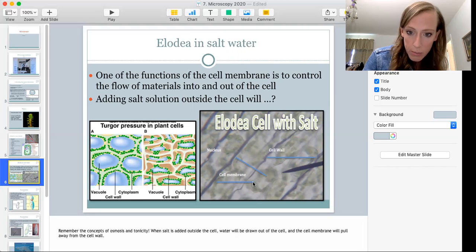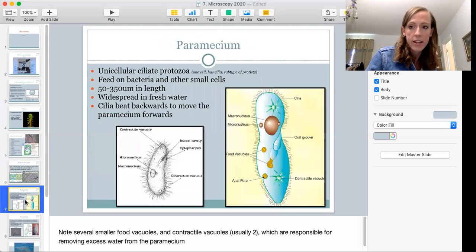So hopefully then you'll be able to see a faint line as shown here surrounding the internal contents of the cell, which has now pulled away from the cell wall due to the loss of water to the external environment. Okay, so we're going to hopefully be able to see that in lab today, this week.